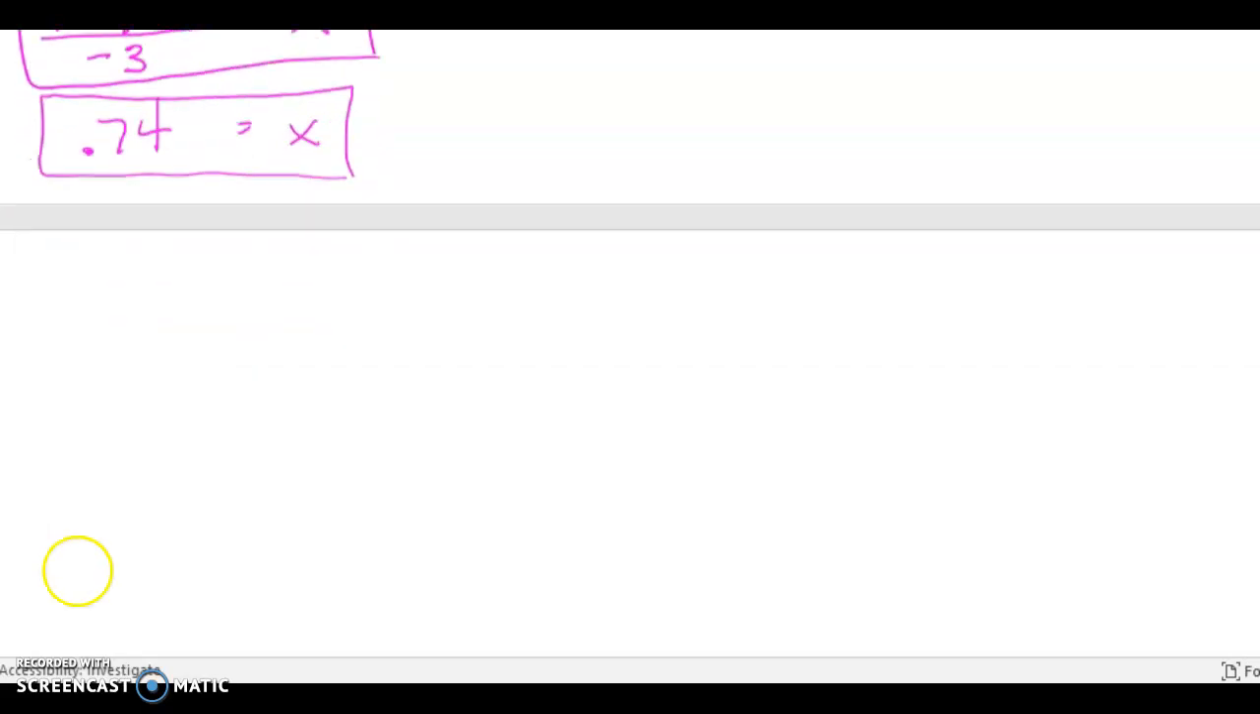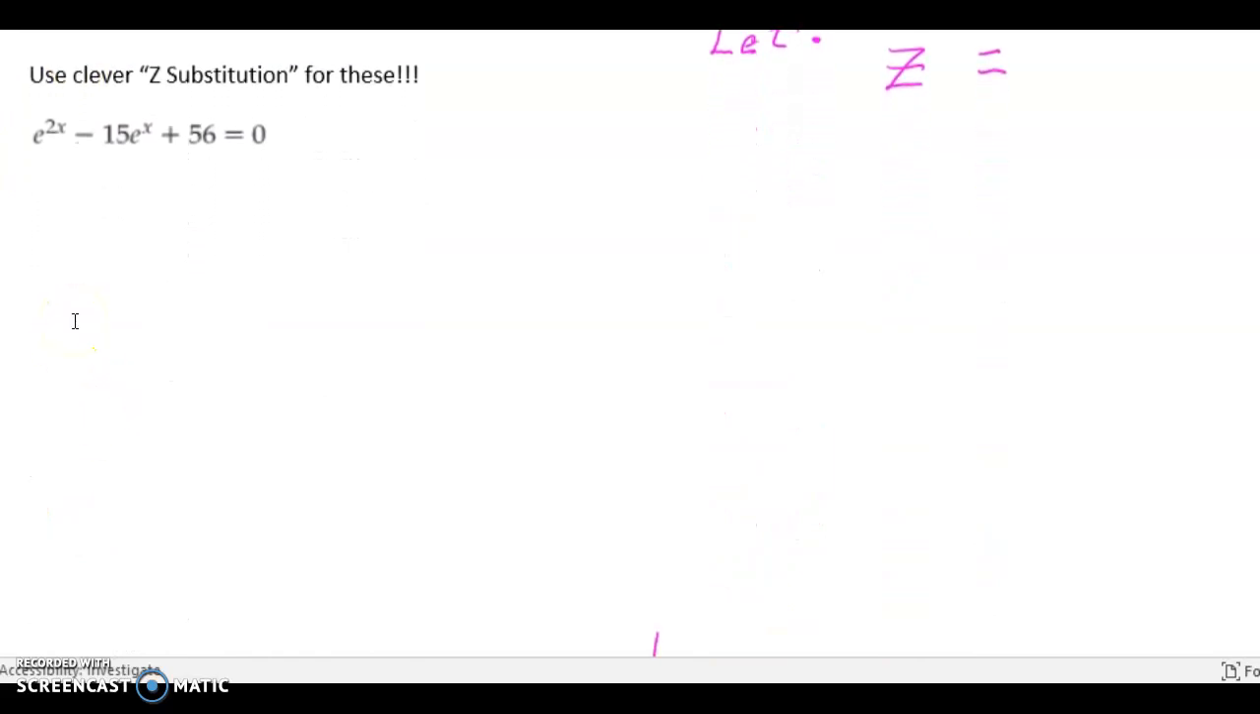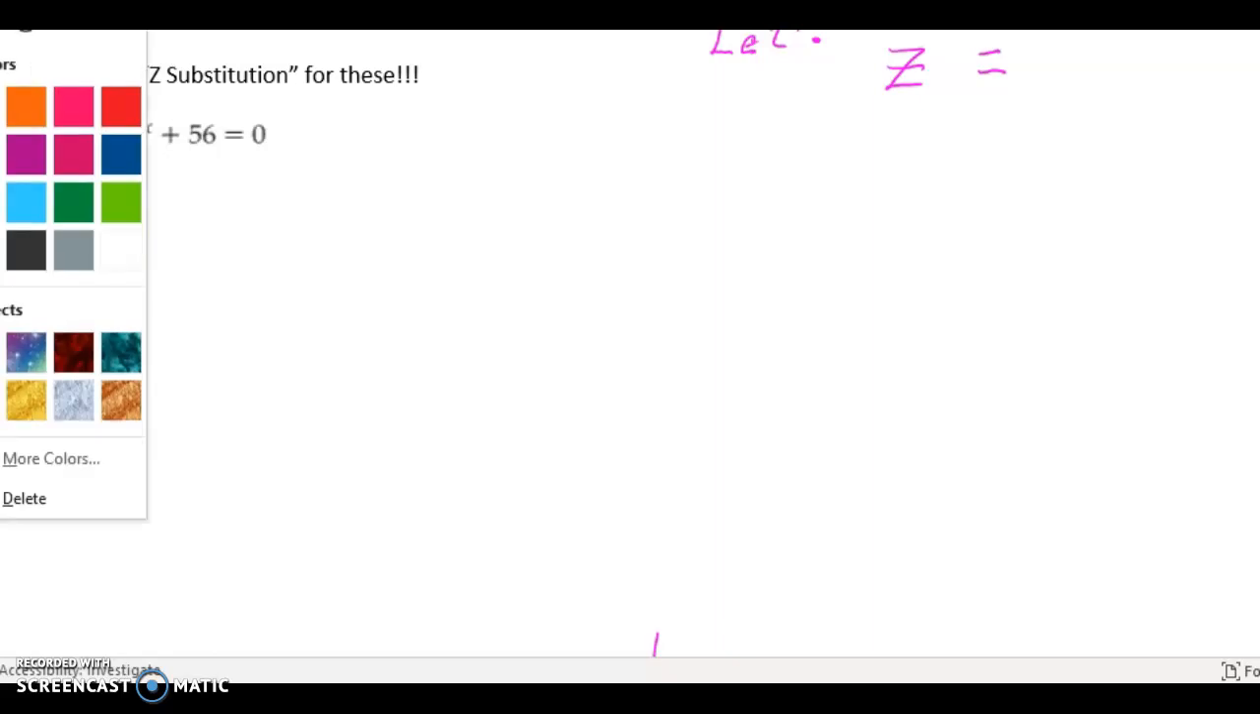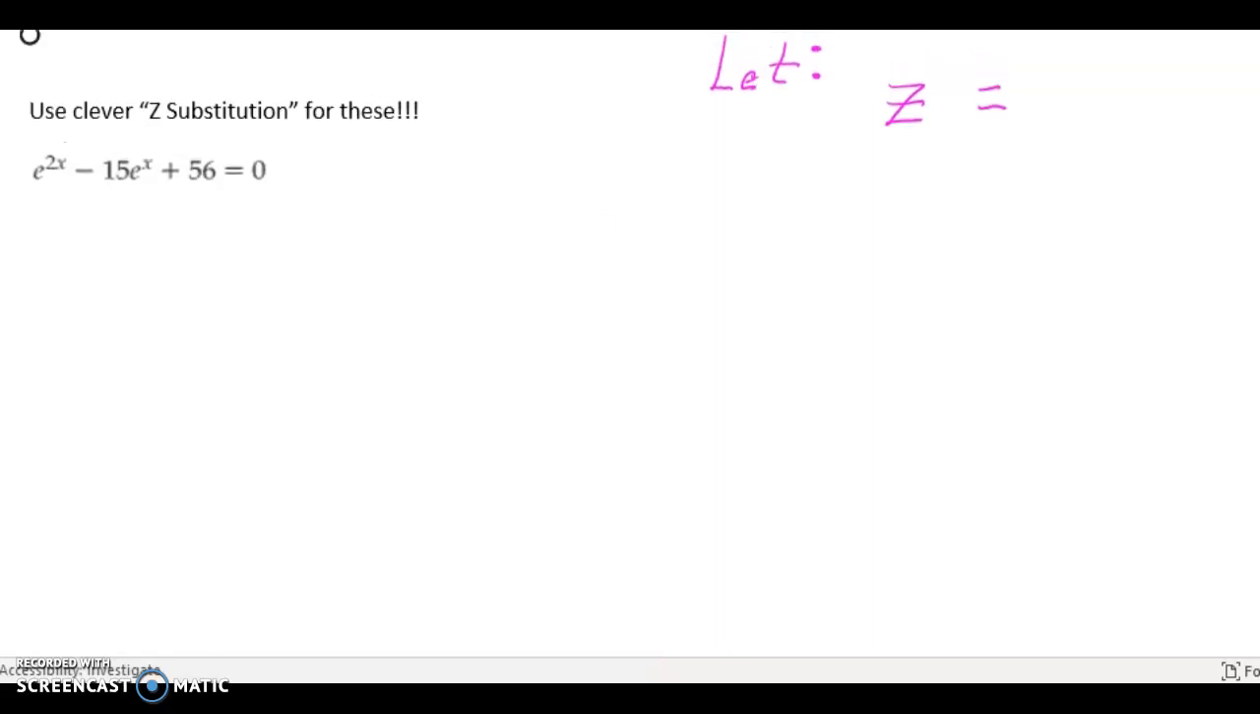All right, moving on. Let's see what else we got. Z substitution. So we have a problem here which looks pretty ugly. We're going to solve this problem by factoring, but that looks like a pretty evil problem to factor. So let's use something we call Z substitution. Let Z equal e to the x power.